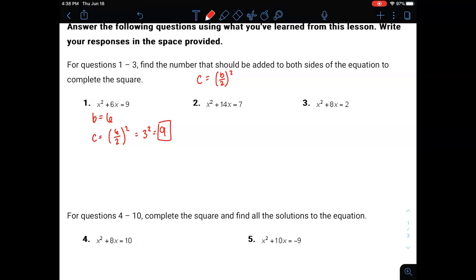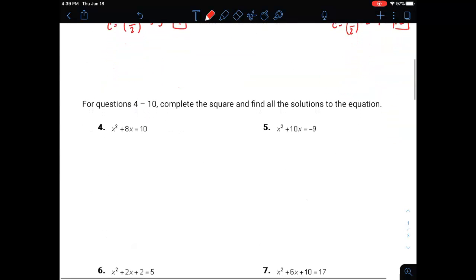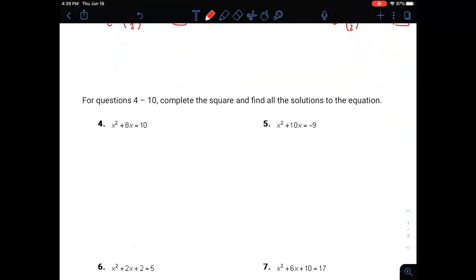For this one here, b is equal to 8, so I've got 8 divided by 2, and then that would get squared. Like saying 4 squared, which is 16. So I would add 16 to both sides of that. Now for numbers 4 through 10, complete the square and find all of the solutions to the equation. Again, completing the square, the trick is that c is equal to b over 2 squared.